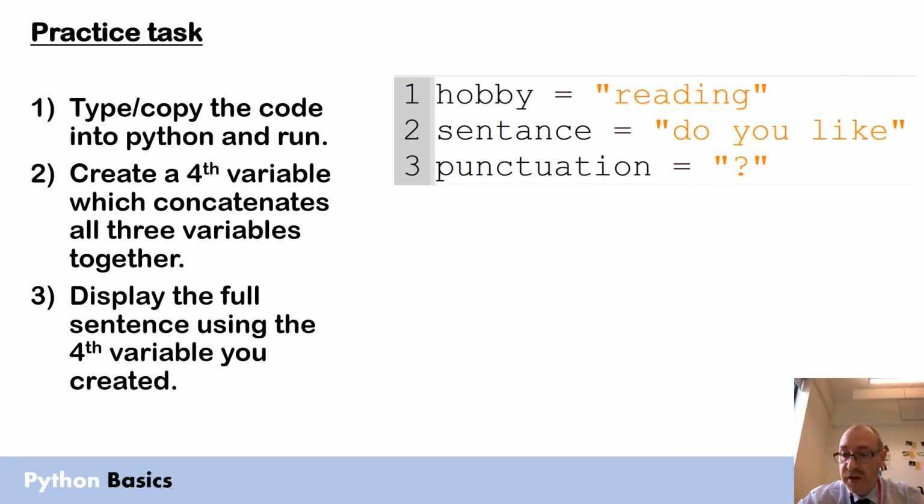Okay, it's now time for a quick task. So here's some code. Copy that code into your Python editor. And then what I want you to do is create a fourth variable. So there's 3 at the moment. I want you to create your fourth, maybe call it full sentence or something like that. And I want you to join these together so they make sense, something along the lines of, do you like reading, with a question mark. I then want you to display that fourth variable you create. So if I call it full sentence, you display that full sentence. So have a go at that, pause the video, and I'm going to show you the answer in a moment.